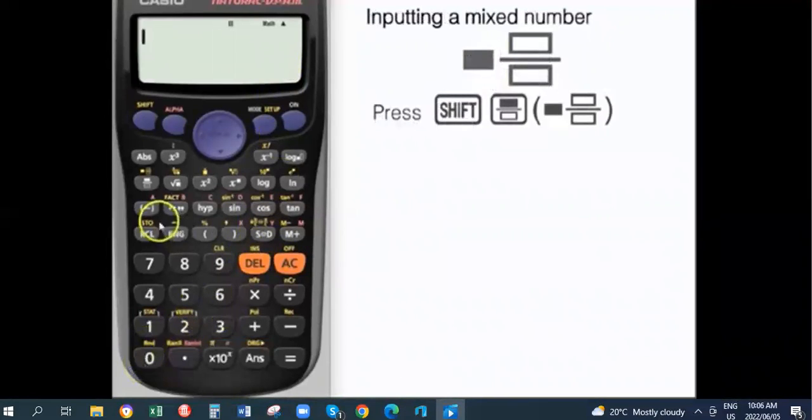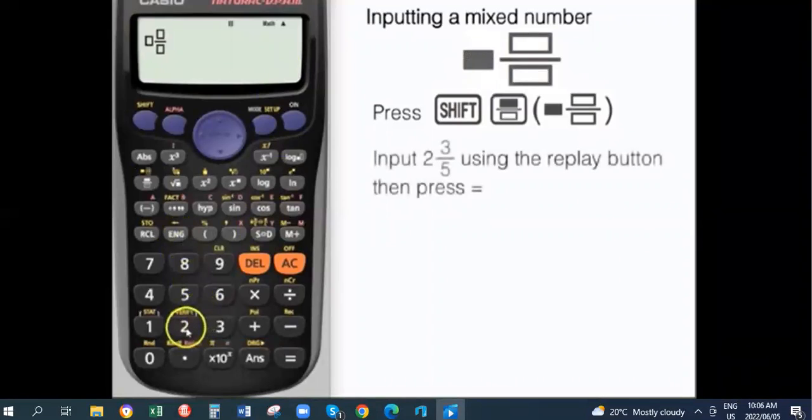Let's have a look now at inputting a mixed number. You can see that it's here above the fraction button. So again, we need to press shift first. Shift, so we have the little S here in the top left hand corner. And then press the fraction button for the mixed number. We're going to input 2 3/5. So first input your 2 as your integer component, and then 3/5 as the fraction component.